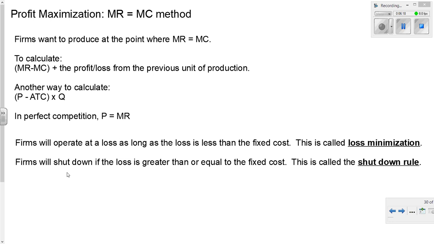Firms will shut down, or will not operate at all, if the loss is greater than or equal to the fixed cost. The fact that the firm will shut down, because there's no way they're going to recoup any of their investment, is known as the shutdown rule.